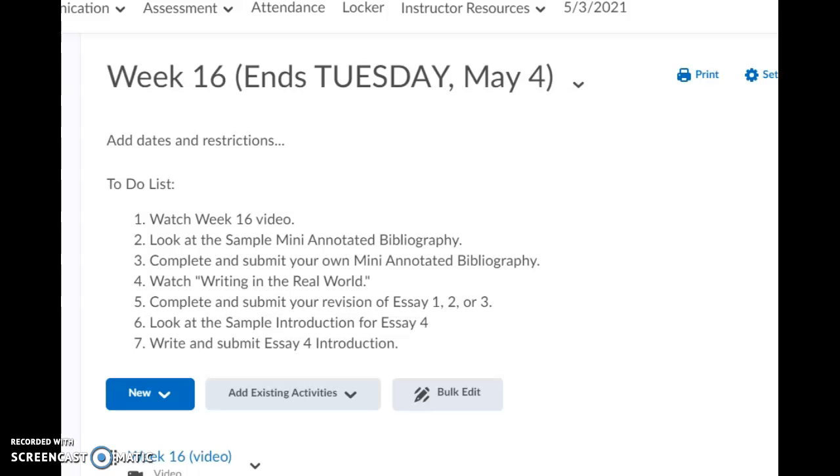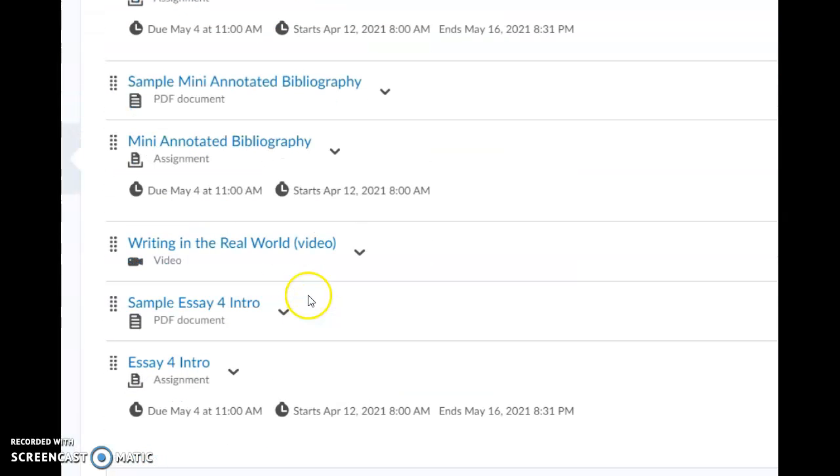So this week we've got a few different things going on. We are going to do a mini annotated bibliography that's really going to be about assessing the quality of the sources for Essay 4. Then I want you to watch Writing in the Real World and complete and submit your revision to Essay 1, 2, or 3. You should have feedback on those quite quickly. Look at the sample introduction for Essay 4, and then write and submit your Essay 4 introduction. We'll go ahead and take a look at those.